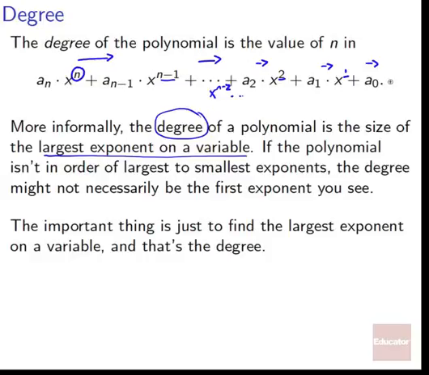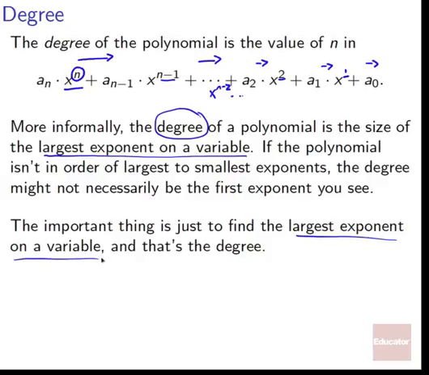But if our polynomial isn't in order of largest to smallest exponents, the degree might not necessarily be the very first one that you see. It might not necessarily be the one at the very beginning. It could be somewhere in the middle if we aren't in that order of largest to smallest exponents. The important thing is just to find the largest exponent on a variable, and that's your degree.